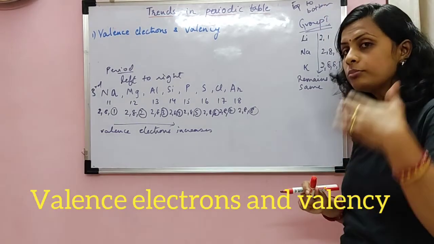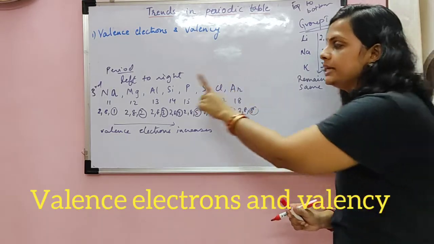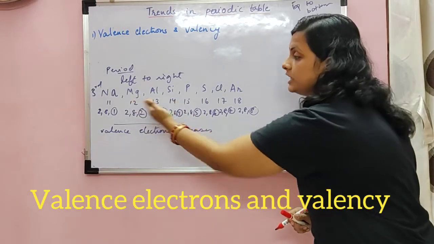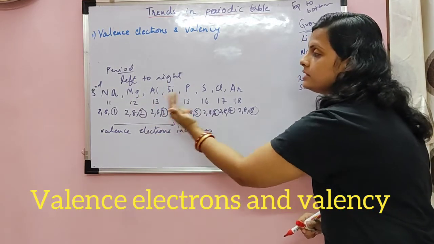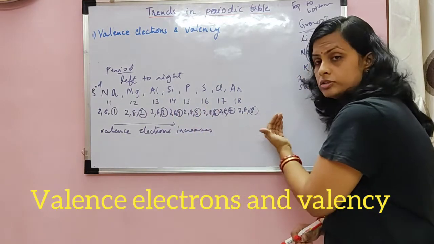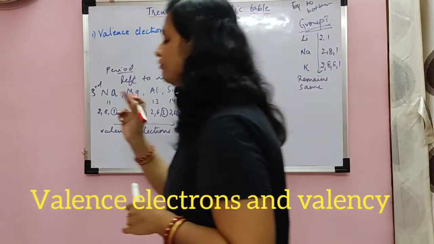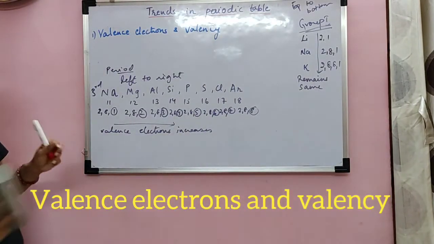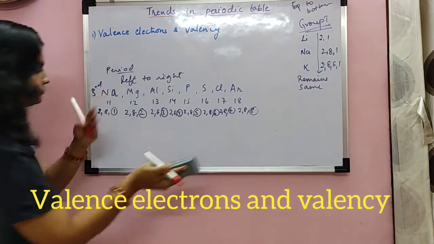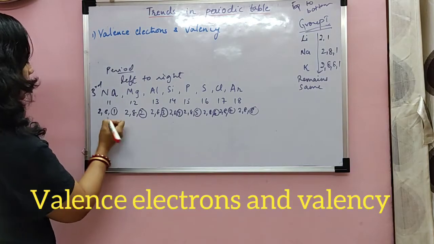So when you move from top to bottom in a group, valence electrons remain the same, but in a period valence electrons increase. So what is the reason? Because here you can see there is an increase in the atomic number. As the atomic number is increasing, the valence electrons are also increasing, right? Now let us see about valency. What actually happens to valency? Let us see what is the valency of all of these. First, this is 1, the valency.